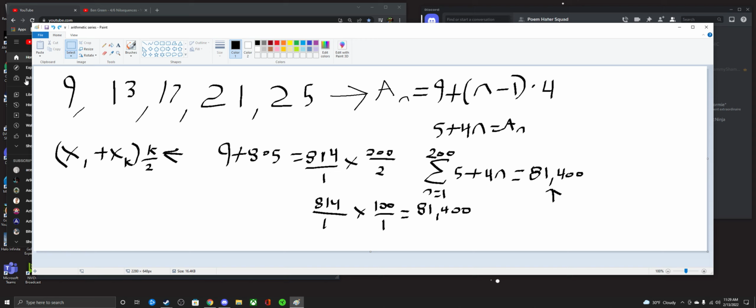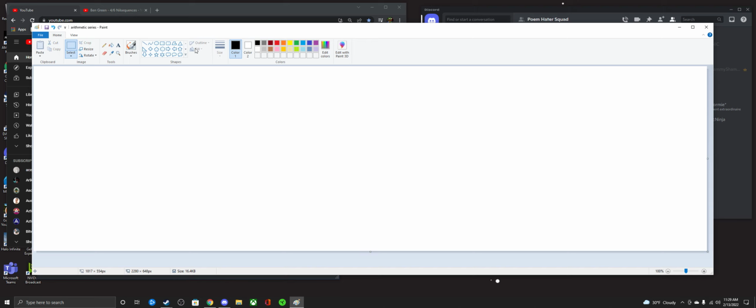So now I'll just get rid of this and we'll move on to the geometric series version of it. Alright, so let's say we have a geometric series of 3, 9, 27, 81, and 243.